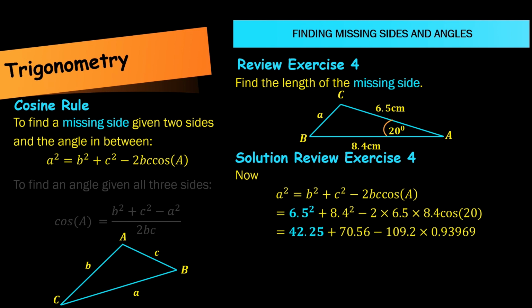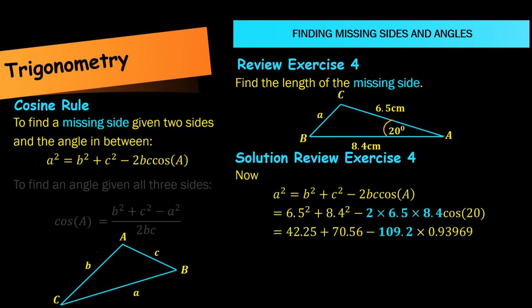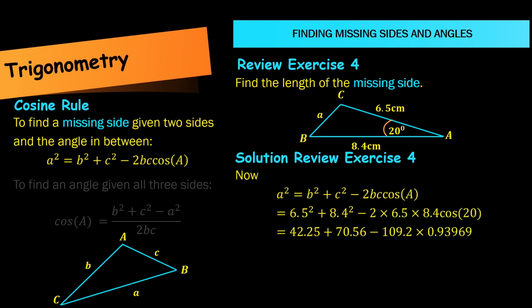And then we tidy up and calculate. To give us a equals the square root of 10.19585, which is equal to 3.2 centimeters to 1 decimal place.